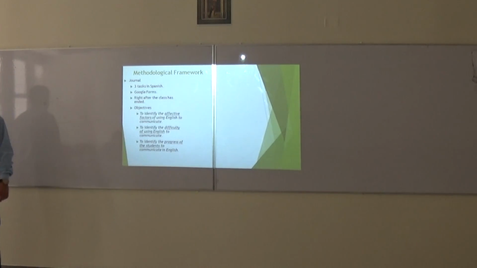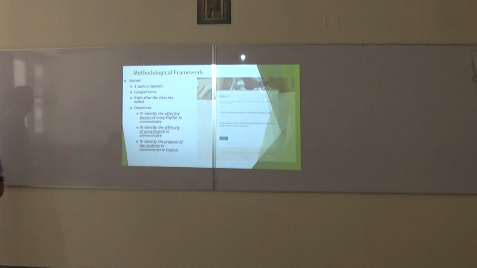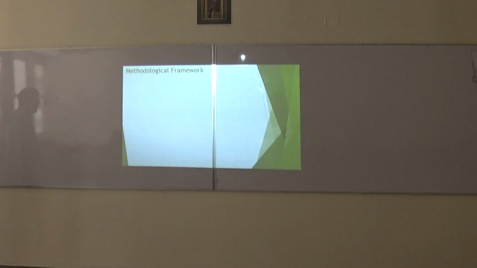Also, it contained a personal journal that is developed in 3 main tasks, also developed in Spanish. This was delivered by Google Forms, right after the class has ended. The objectives of this were first to identify the effective factors of using English to communicate, then to identify the difficulty of using English to communicate, and finally to identify the progress of the student by using English inside of the classroom. This is the example class.